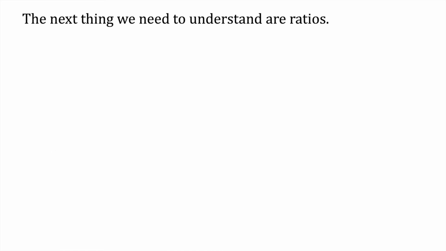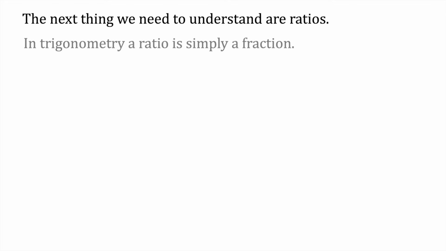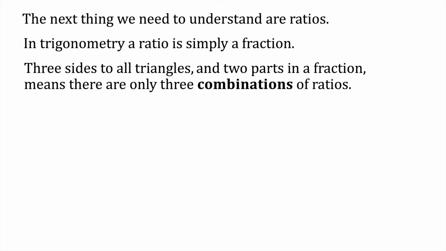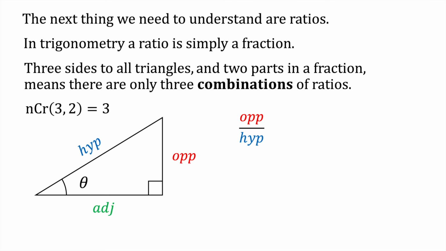The next thing we need to understand are ratios. In trigonometry, a ratio is simply a fraction, where the numerator and denominator are either an opposite, adjacent, or hypotenuse. As there are only three sides to all triangles, and as there are only two parts in a fraction, there are only three combinations of ratios that we can construct. This fact comes from basic combinatorics. 3 choose 2 equals 3 combinations. These are the ratios. Opposite divided by hypotenuse, adjacent divided by hypotenuse, and opposite divided by adjacent.